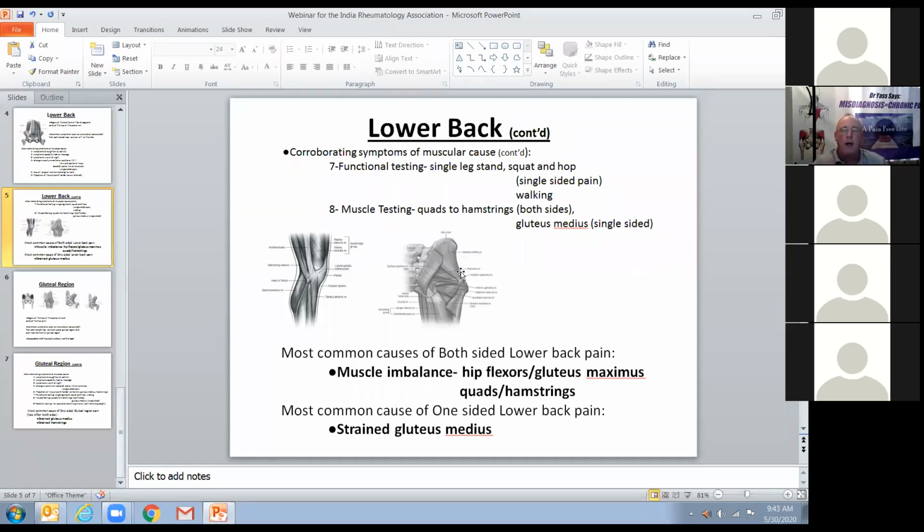On the single side, we're going to test the gluteus medius, and right here is the gluteus medius muscle. It sits on the side of the pelvis and attaches to the hip joint. It's responsible for keeping the pelvis level, and in most cases, as I said, that single-sided lower back pain is going to be caused because the pelvis is not able to be maintained level. One side is going to drop.